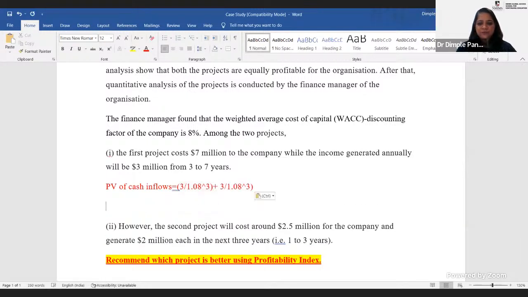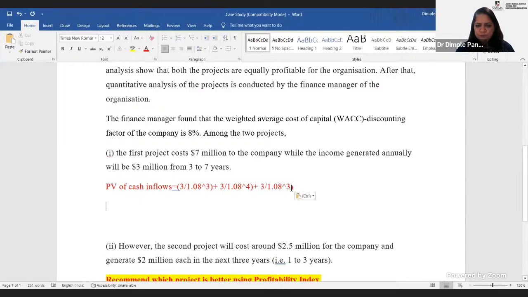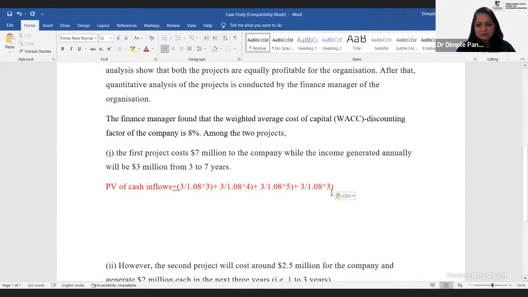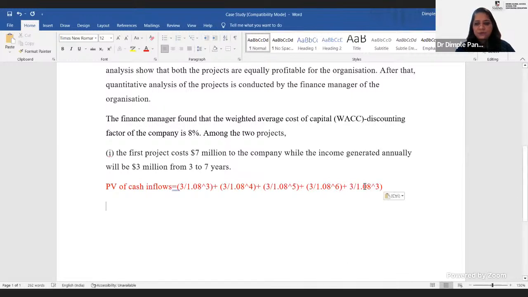So this, I will do from the third year. I'll do it for the fourth year. I will do it for the 5th year, or use the annuity formula. That is also okay. I'll do it for the 6th year and the 7th year. Is that logic clear now? Because I'm not earning anything for the first and the second year, I'm going to earn only from the third year onwards. So third year, fourth year, 5th year, 6th year, and plus the 7th year.